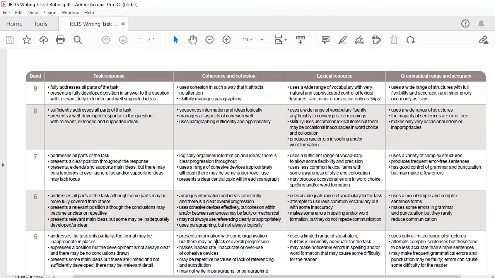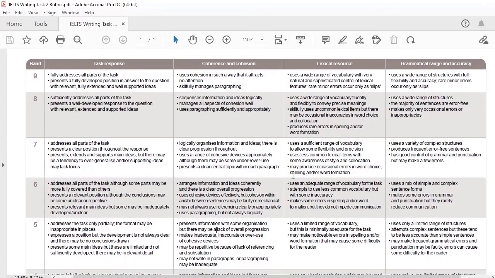Let me see. Uses a wide range of vocabulary fluently and flexibly to convey precise meanings. So no. Skillfully uses uncommon lexical items, but there may be occasional inaccuracies in word choice and collocation. Produces rare errors in spelling and or word formation. So she is not getting an 8. Uses a sufficient range of vocabulary to allow some flexibility and precision. Uses less common lexical items with some awareness of style and collocation. May produce occasional errors in word choice, spelling, and or word formation.